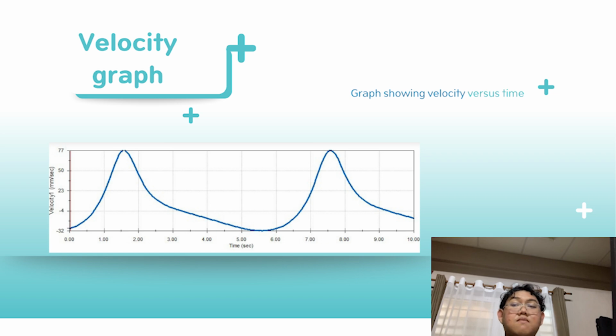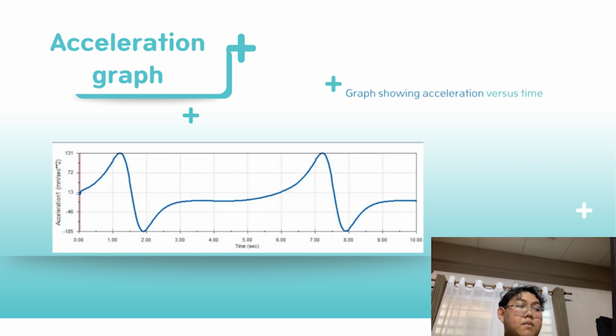The second graph, velocity graph. This graph showing velocity versus time. The third graph, acceleration graph. This graph is showing acceleration versus time.